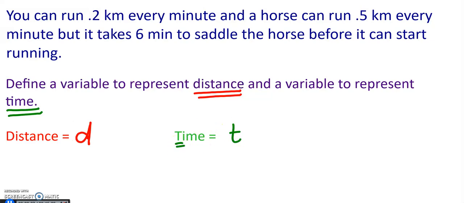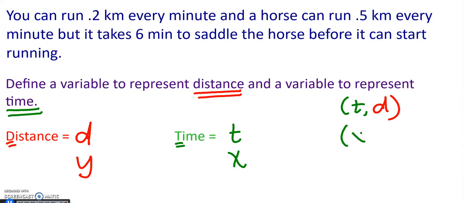But again, if you like to work in the world of X and Y, totally cool. Our distance is dependent, and our time is independent. So it's up to you. When we think about a coordinate pair, we're talking about time, comma, distance, or X, comma, Y. You can pick which pair you want. I'm going to go with T and D, time and distance. If you want to stick with me, I would suggest writing down those variables.